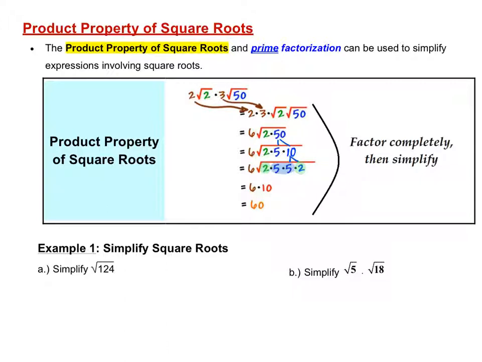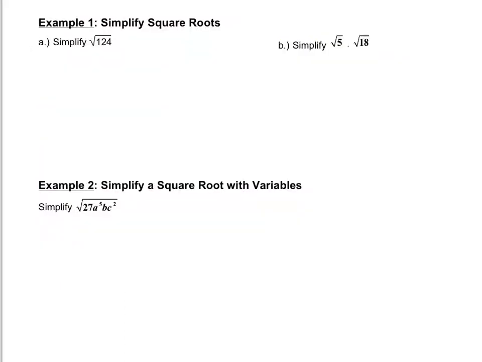Now, you might have noticed in an earlier step that 2 times 50 would have given us 100, and the square root of 100 we know is 10. So that would have given us a 10 either way. But our 2 times the square root of 2 times 3 times the square root of 50 gives us a final answer of 60.